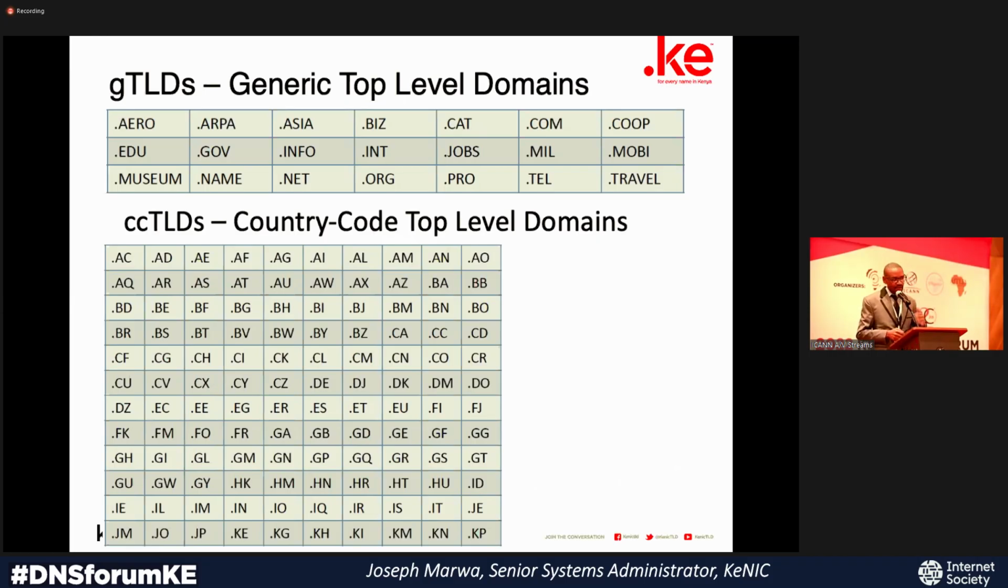And then we have country code top-level domains. ICANN has mandated every country in the world to manage its own top-level domains, the same way Kenya has KeNIC. So those are the various country code top-level domains. As KeNIC, we are the country code top-level domain operator for Kenya.